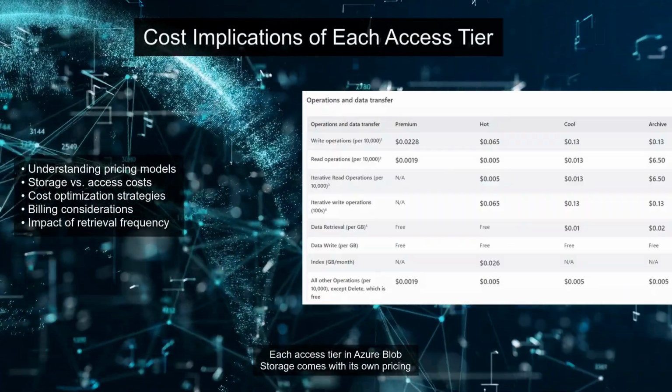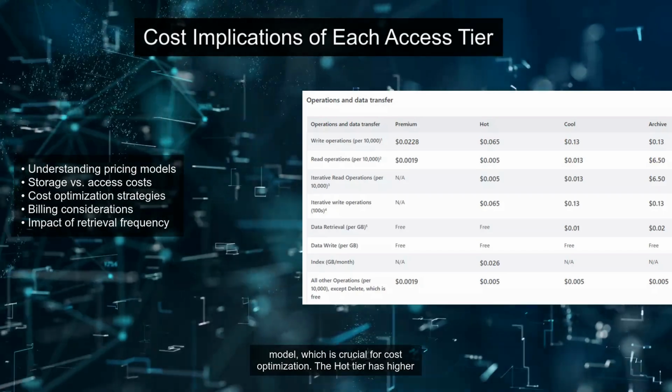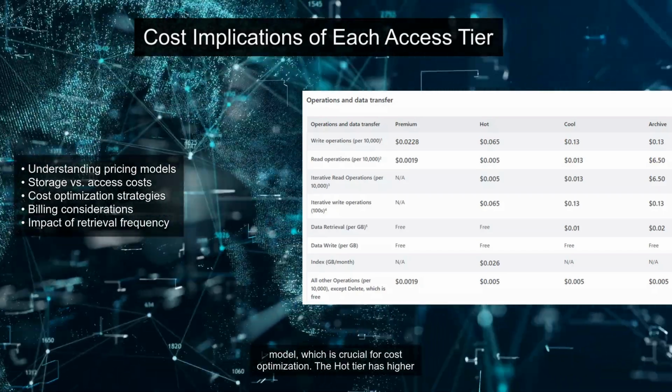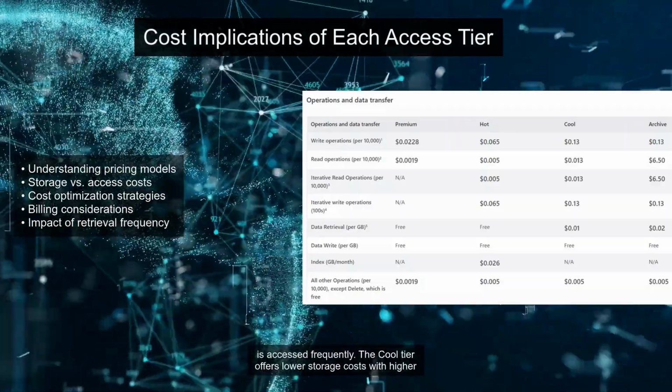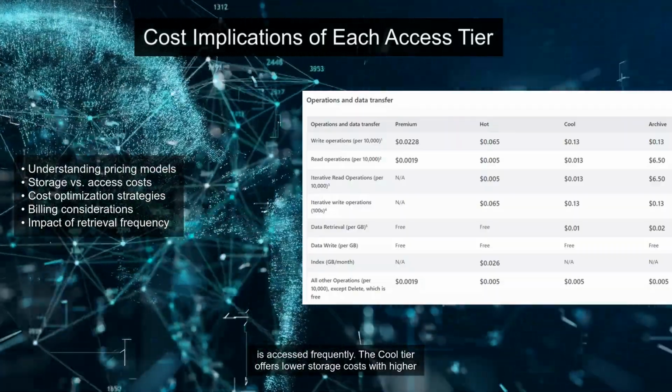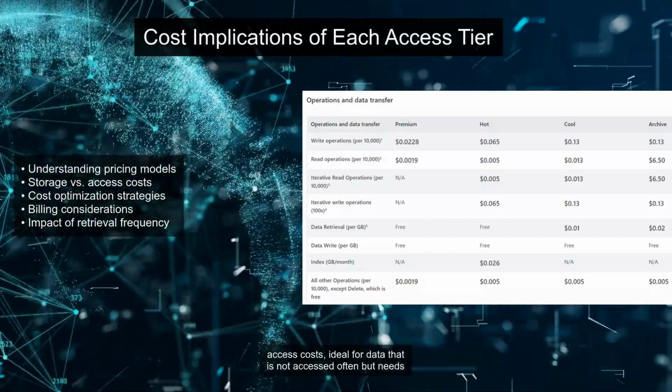Each access tier in Azure Blob Storage comes with its own pricing model, which is crucial for cost optimization. The hot tier has higher storage costs but lower access costs, making it suitable for data that is accessed frequently. The cool tier offers lower storage costs with higher access costs, ideal for data that is not accessed often but needs to be available.